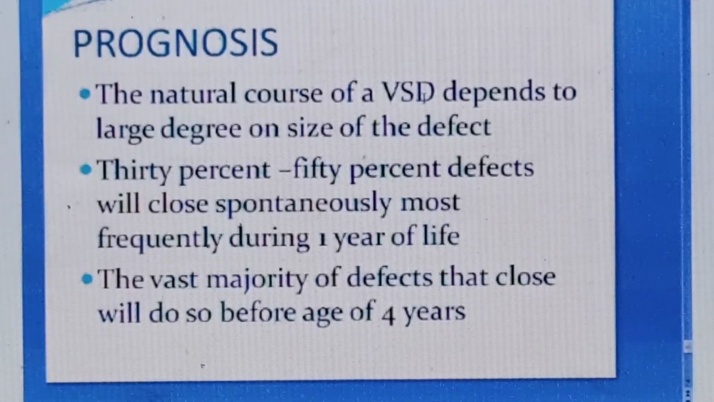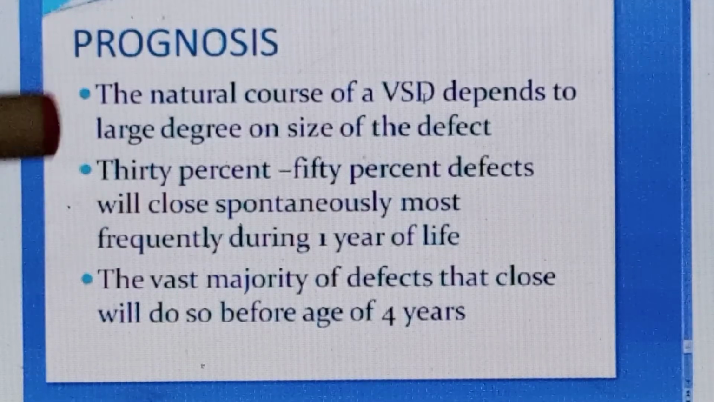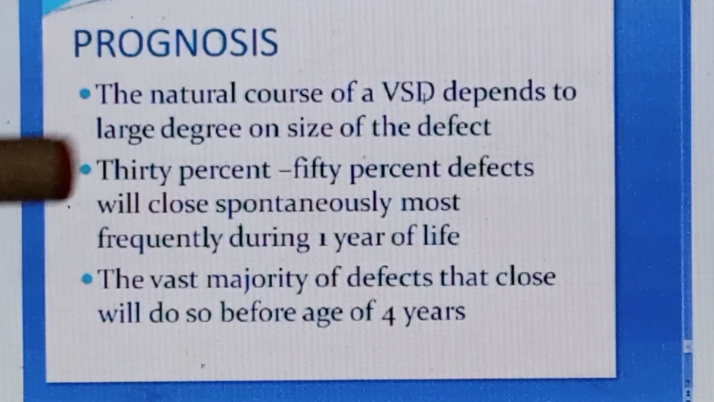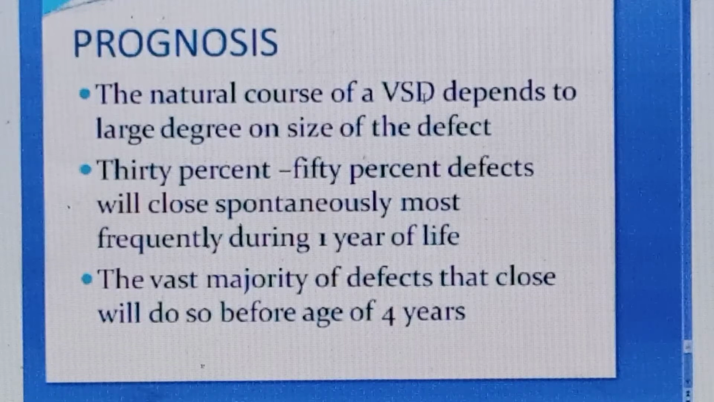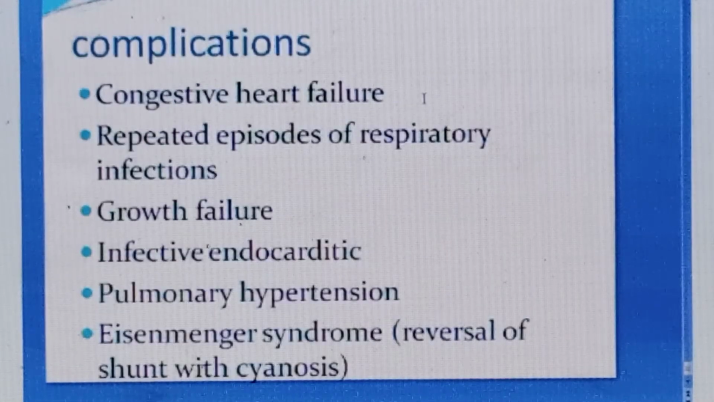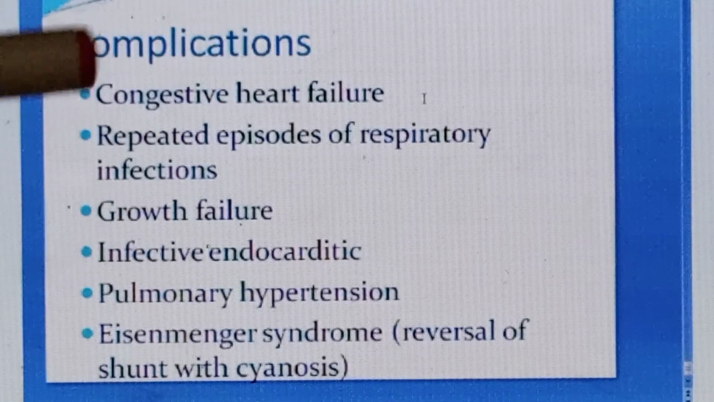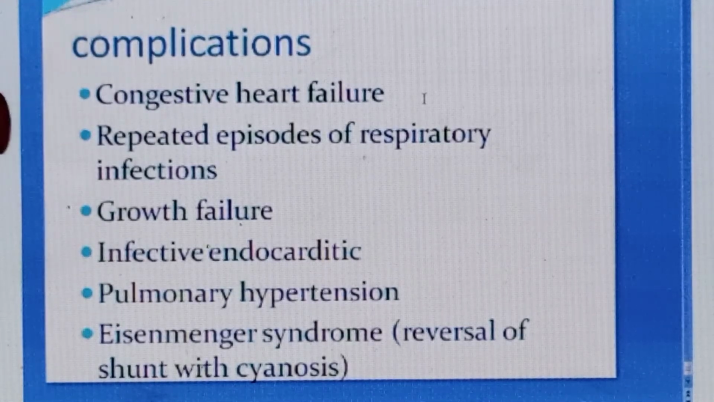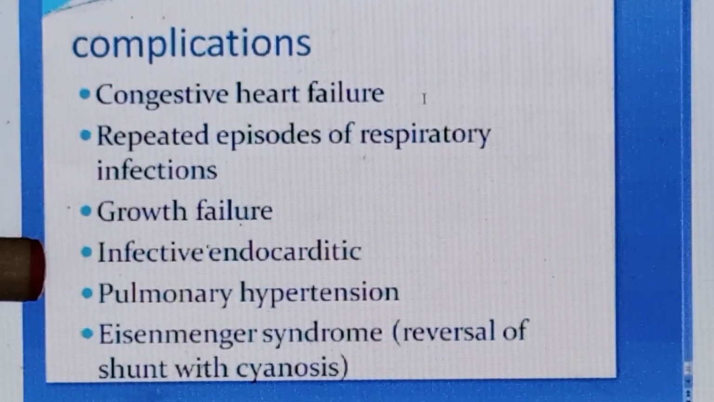The prognosis is usually that 35 to 50% of the defects will close spontaneously during the first year of life, and the vast majority of the defects that close will do so before 4 years of age. The complications include, as we have discussed previously, that the patient may develop congestive cardiac failure, repeated episodes of respiratory tract infections, growth failure or failure to thrive, and infective endocarditis.